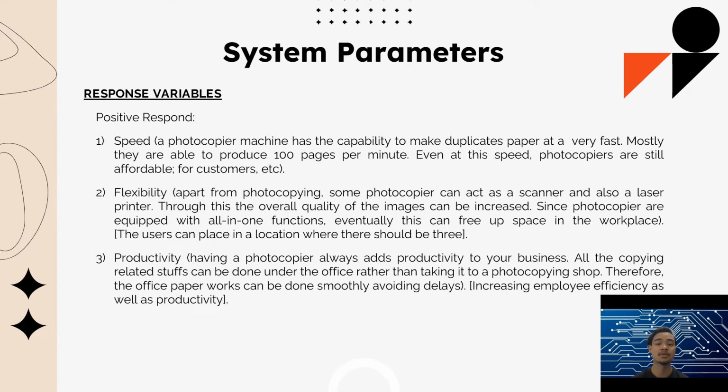A photocopier machine has the capability to make duplicate paper very fast. Mostly they are able to produce 100 pages per minute. Even at this speed, photocopiers are still affordable for the customers.